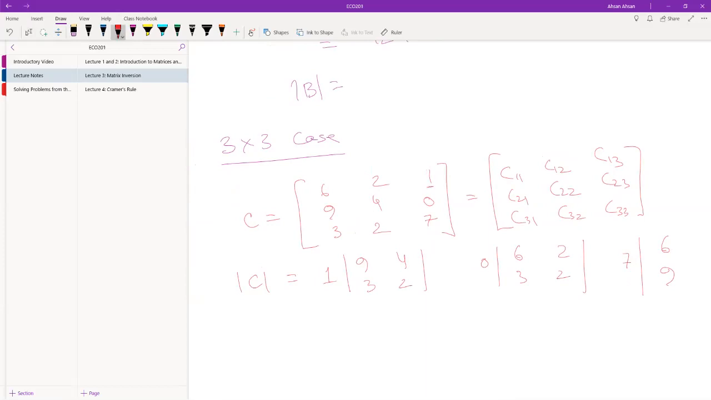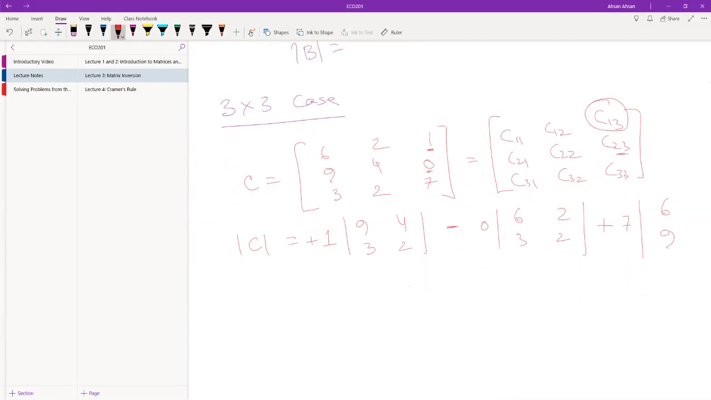Okay. And now the question of signs. So this is the element 1, 3. So 1 plus 3 is 4. So we put a plus here. This 0 is 2, 3. So 2 plus 3 is 5. So a minus here. And there will be a plus here. Okay. Now what we have to do is 1 multiplied by, this is a determinant.